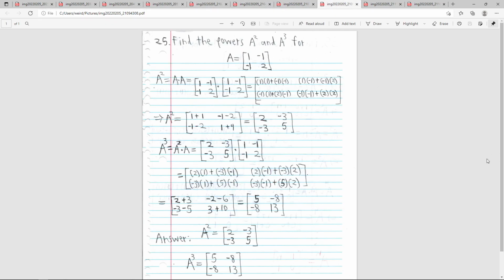Oh, here's some fun ones now. For the next section, I kind of left out a few of the more fun ones because they get a little bit convoluted and probably not test-worthy on the limited time budget of the test. So, find the powers of A squared and A cubed for A equals [1, -1; -1, 2].